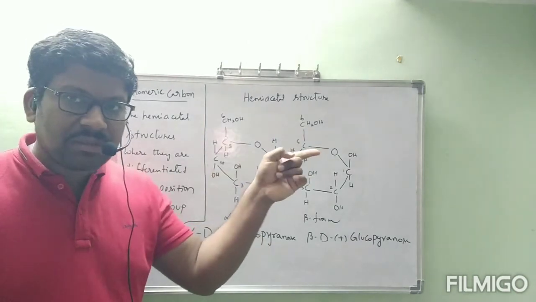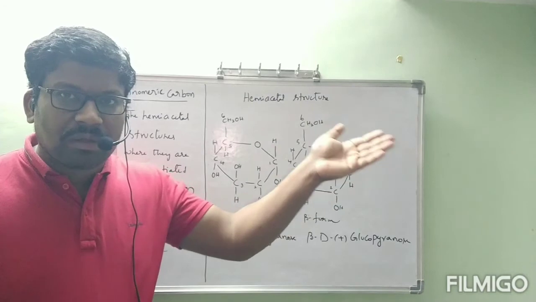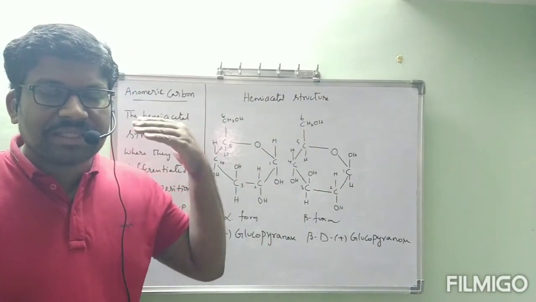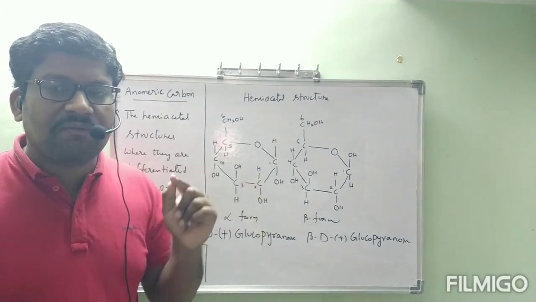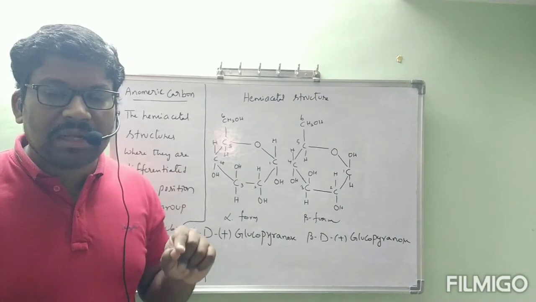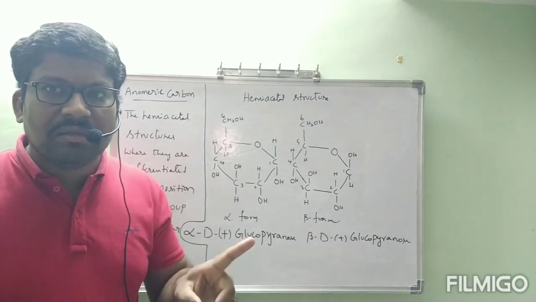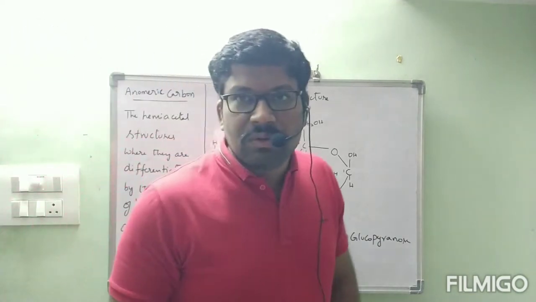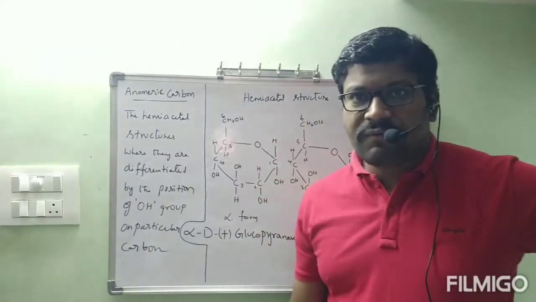Coming to the Fischer projection, on the first carbon, OH is on the right side in the alpha form. In the beta form, OH is on the left side. That means on the first carbon, the OH positions of the alpha form and beta form are differentiated. That C1, the first carbon, is called the anomeric carbon for glucose. This is for glucose only.